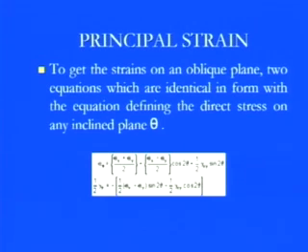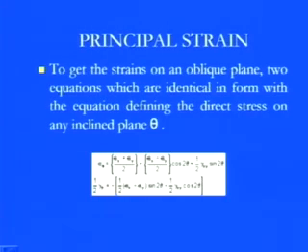So first of all, to get the strain at an oblique plane, because we have all the components at the extreme ends of the particular cube, we always need two equations, epsilon theta as well as gamma theta, to get those values within the strain components in the object. These are identical in form to the equations defining the direct stress on any identical plane theta, because we are always keeping our oblique plane at an angle of theta.